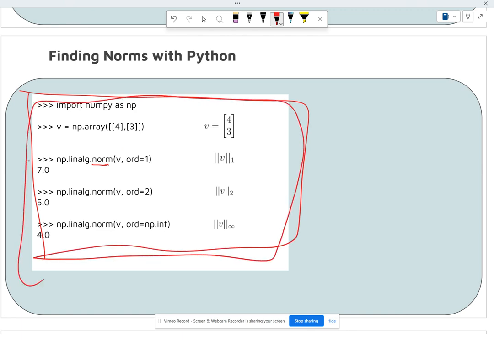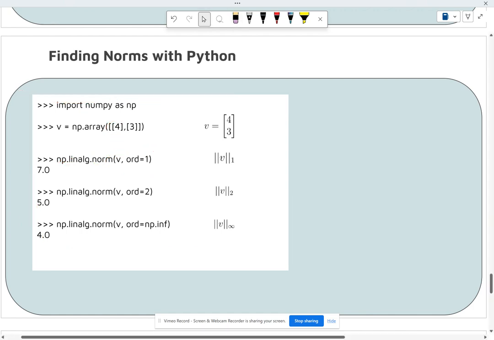Now remember, this L1 norm is just summation. So 4 plus 3 gives you 7. You can see you can automatically calculate the norms very quickly.